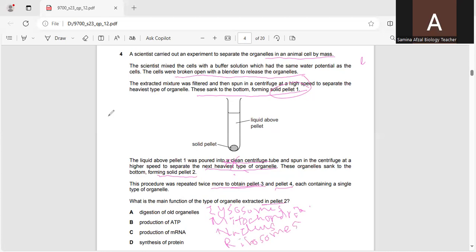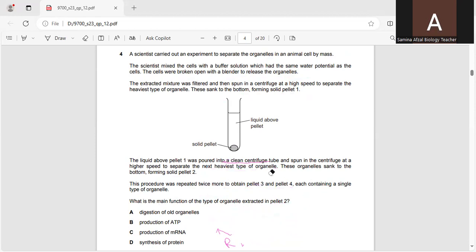According to this, production of ATP: mitochondria is the second heaviest organelle in an animal cell, which produces a lot of energy and stores the energy in it. So option B is the correct option. I would like to move towards question number 5.